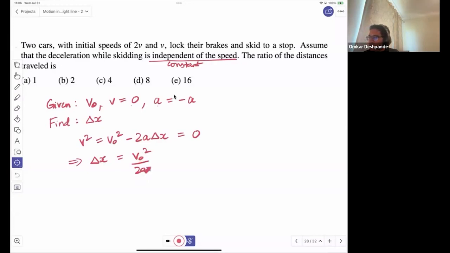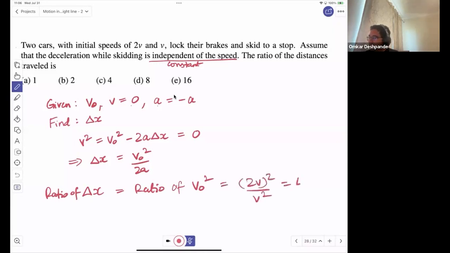Okay, so if the magnitude of the deceleration is the same for both the cars, the only difference is in their speeds, then the ratio of delta x is going to be the same as the ratio of their initial velocity squared, which is again 4 to 1.